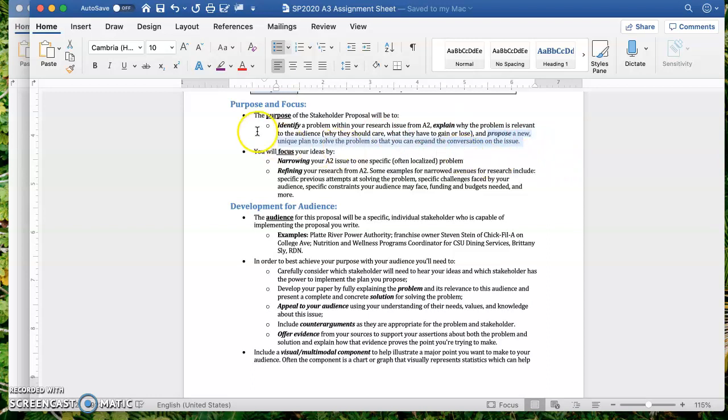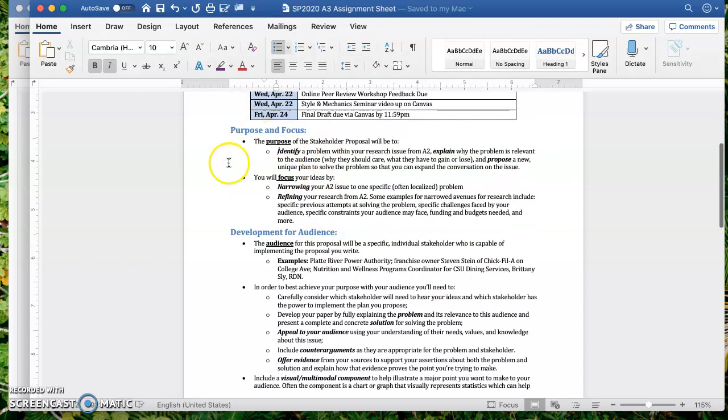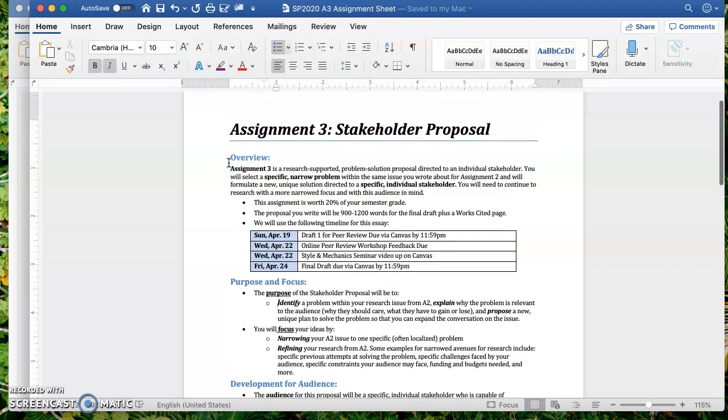And some of you have already started this work in your A2s, so this might be easier for some than for others. But essentially, you're going to identify an issue and then create a plan that solves this issue. So that's kind of the overview of what A3 is.